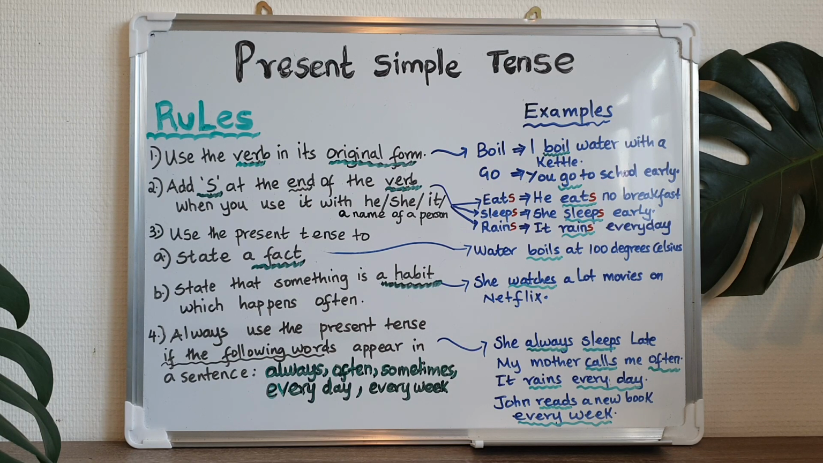Look at the example. She watches a lot of movies on Netflix. So, once more, the verb watch, we add es at the end, okay? We add es at the end because we are combining the verb with she. She watches a lot of movies on Netflix. I will give you another example.